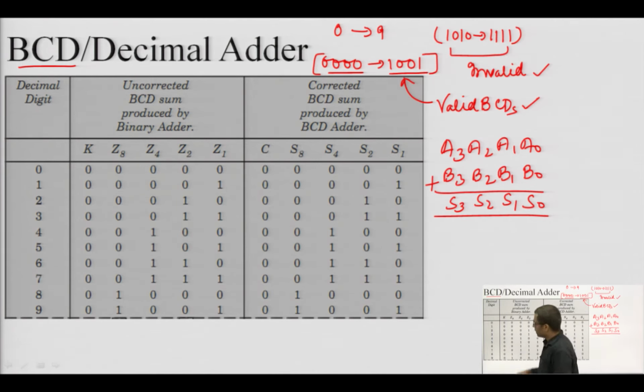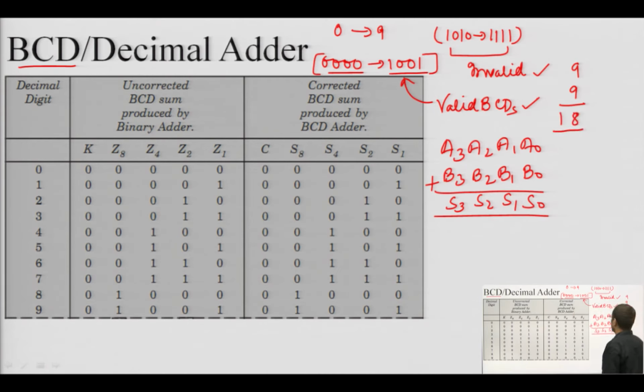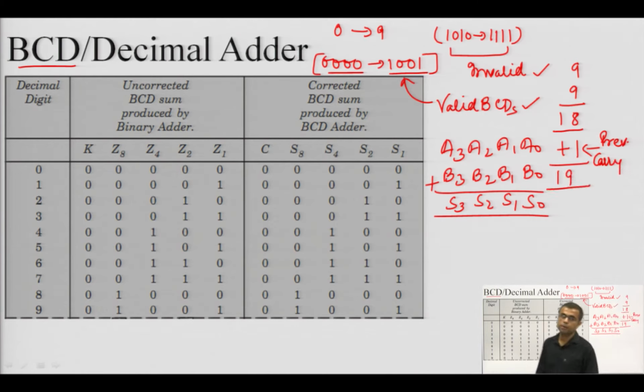Whenever we are adding two decimal numbers, the maximum can be 9 plus 9, which is equivalent to 18, and also there can be a carry from the previous stage. If I include one more as previous carry, then 18 plus 1 becomes 19. That means I should be in a position to convert the numbers from 0 to 19 into valid BCD range.